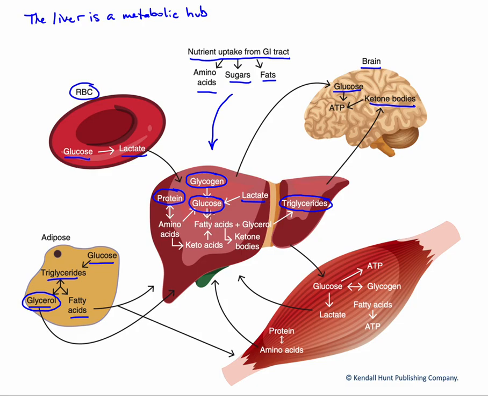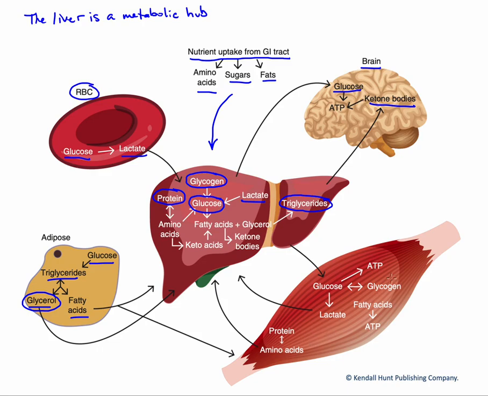In shorter periods, we have enough glycogen stored at the liver to maintain those blood nutrient levels, the blood glucose levels specifically. But in more prolonged fasting, we're going to use metabolites from adipose tissue and metabolites from muscle tissue to maintain that blood nutrient level.